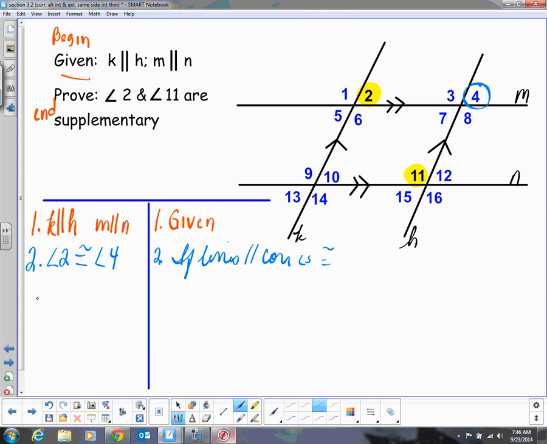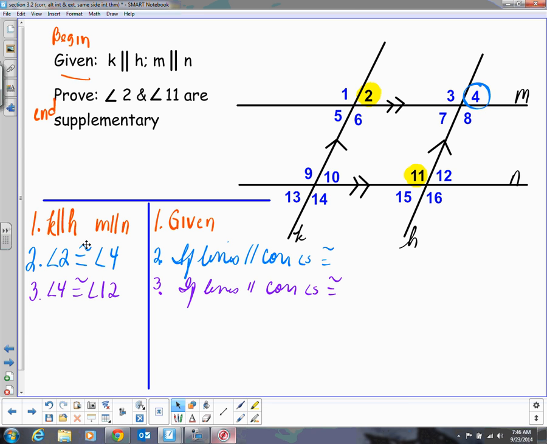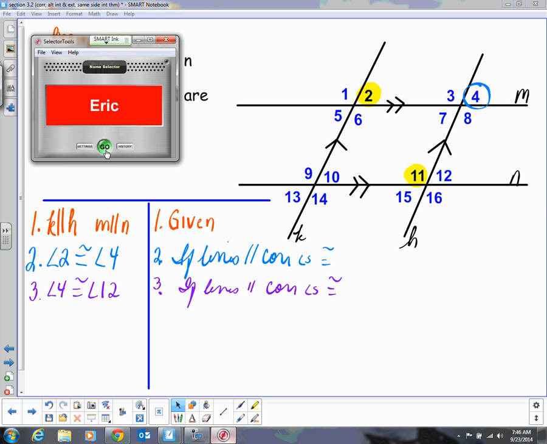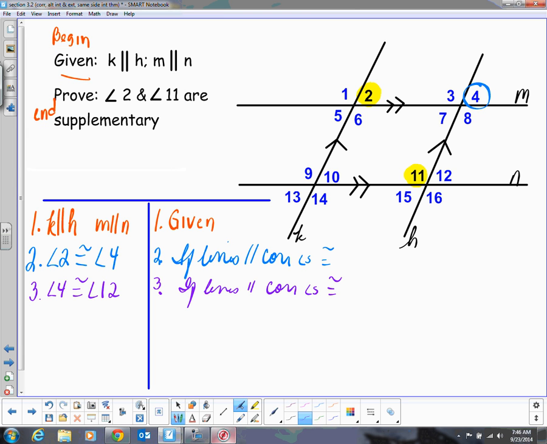12. Great. So step 3, we've got angle 4 is congruent to angle 12. What kind of angles are those? So if lines parallel, corresponding angles congruent. All right, before we go any further, we're going to clean up this because we're going to need it later. So if 2 is congruent to 4, 12 is congruent to 4, Sydney, what can we say? So angle 2 is congruent to angle 12 for what reason? Transitive.